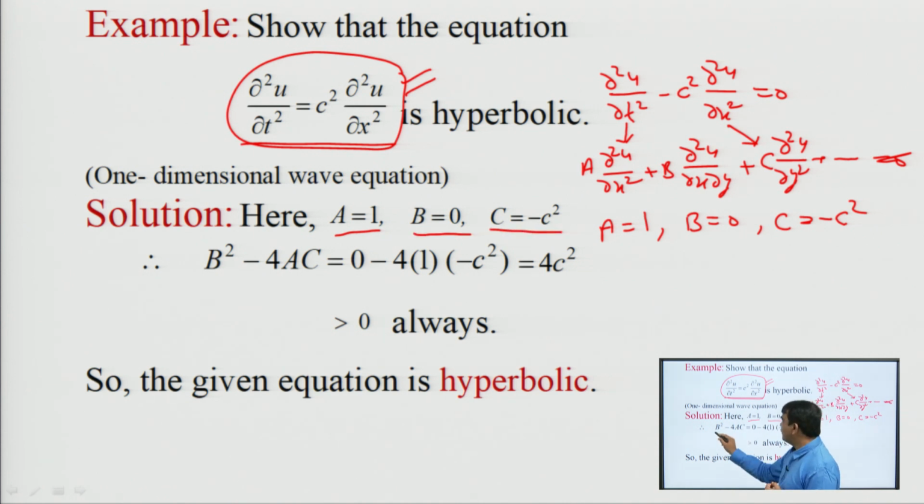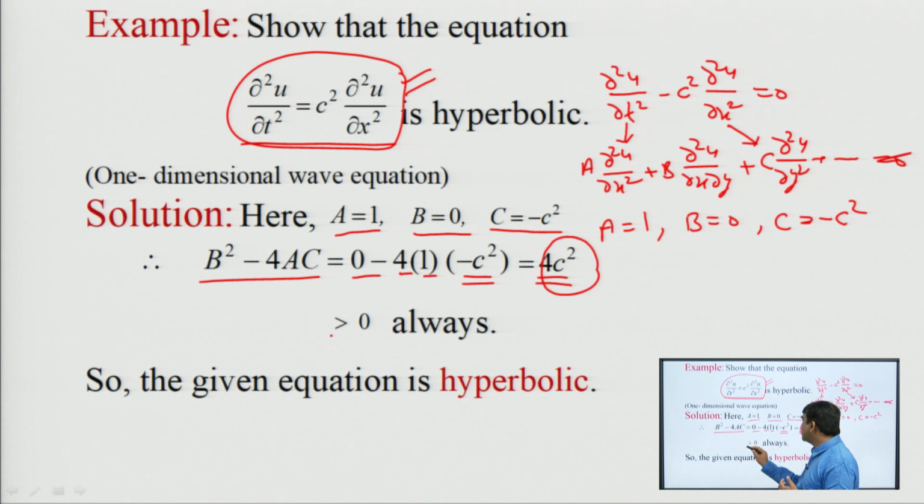So, if you calculate the value of b square minus 4ac, then b is 0, minus 4 times a, which is 1, times c, which is minus c square. Minus minus becomes plus, so this becomes 4c square, and the square of c will always be positive. So this value will always be greater than 0. It means this differential equation, the one dimensional wave equation, is hyperbolic in nature.